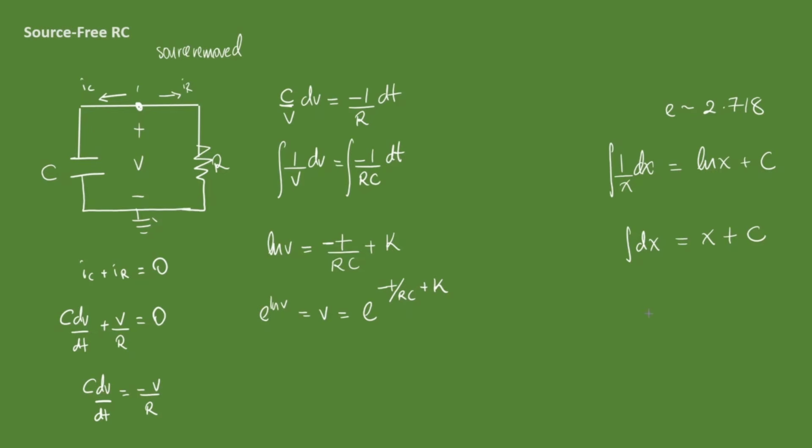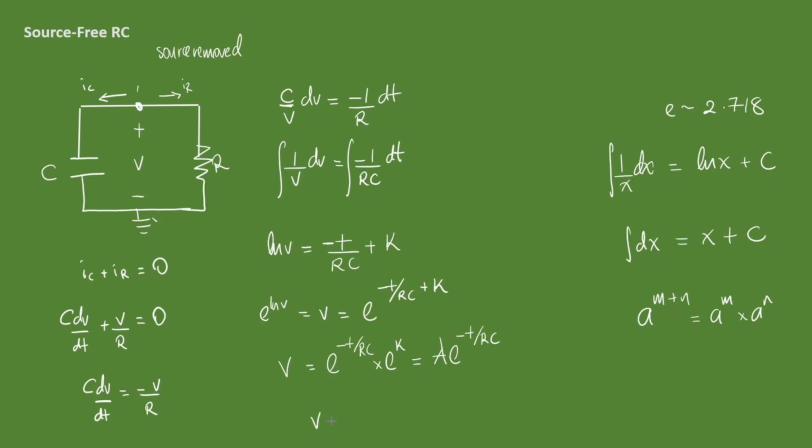We're now going to use another exponent rule. Remember, A to the M plus N is A to the M times A to the N. So that's what we're going to use here. E to the ln V, oh, this is V. I forgot to make that substitution. So V equals E to the minus T over RC times E to the K. We can make E to the K another constant on its own. Let's call it A. So A times E to the minus T over RC.